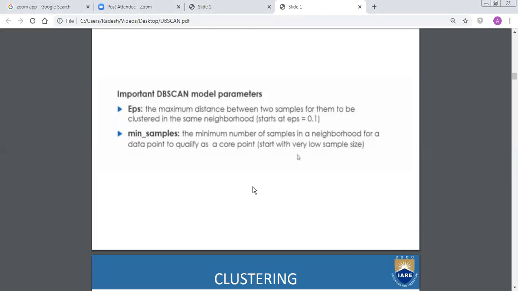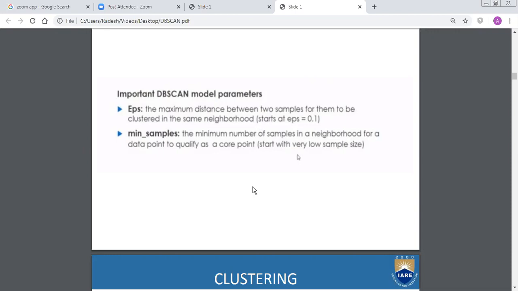So here, the maximum distance between two samples for them to be clustered in the same neighborhood. What do we mean by this? Here the EPS is a kind of unit. Suppose you want to draw a circle, what is the minimum radius or the maximum radius we are going to consider? Suppose we select one unit as some particular radius. The unit can be either in millimeters or centimeters when we draw a particular radius, and once we draw a circle across that radius, that is the maximum distance we are going to cover.